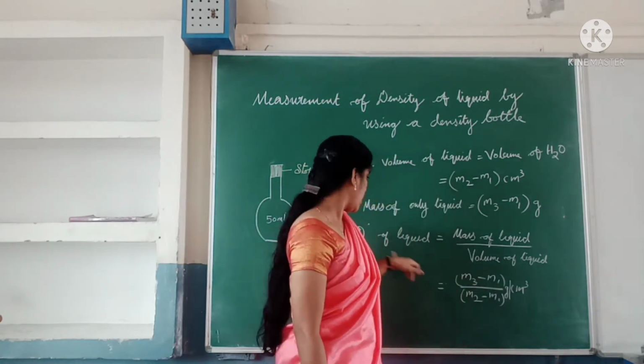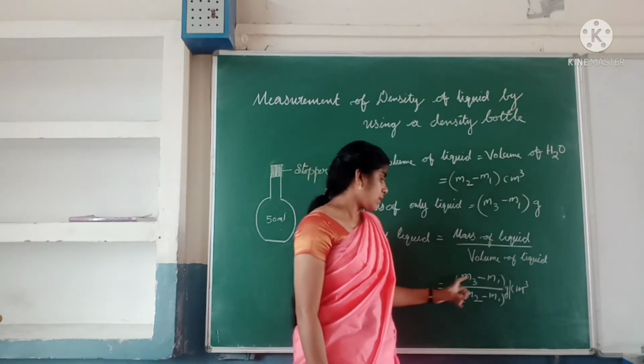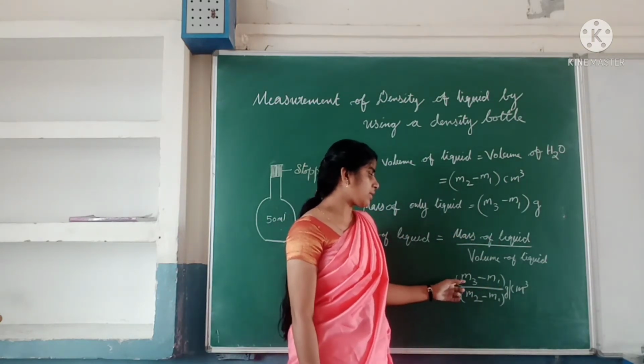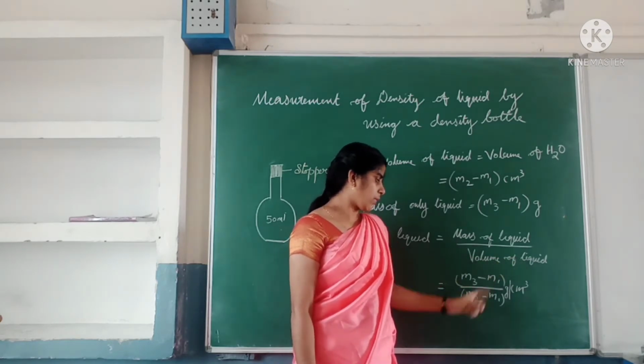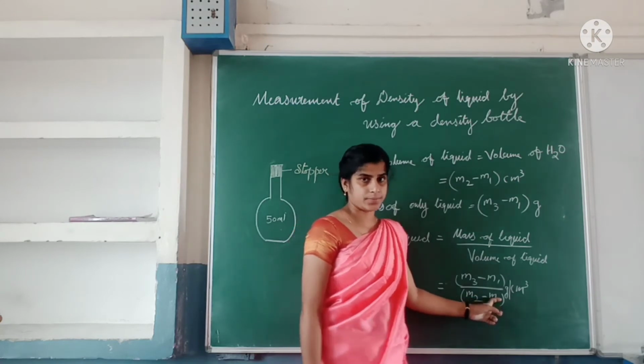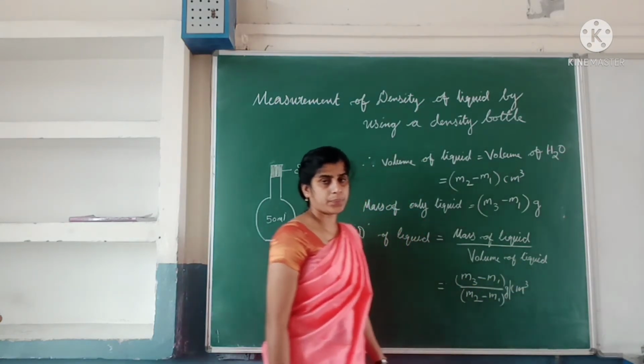Okay, so once again, density of liquid is mass of liquid upon volume of liquid. The mass of liquid given here is M3 minus M1, and the volume of liquid is M2 minus M1. Okay, gram per centimeter cube.